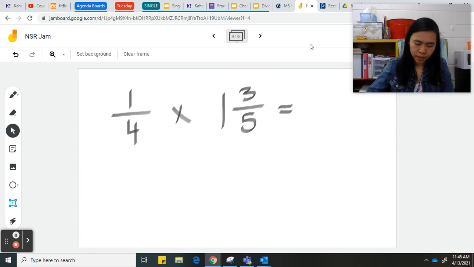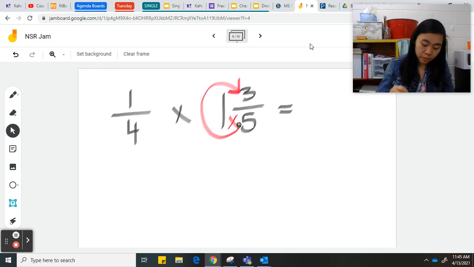Okay, last one. Got one more problem for you. This time, our around the world is our second number. But again, it doesn't matter which one it is. If it's first, if it's second, if they're both mixed numbers, go ahead and do the around the world and change them to improper fractions. So we're going to around the world this.